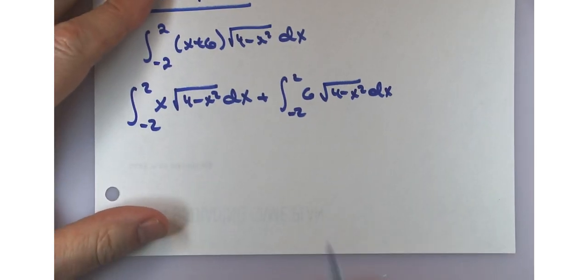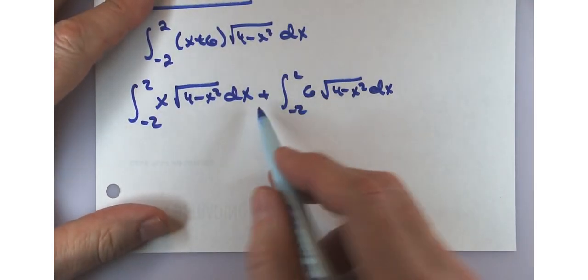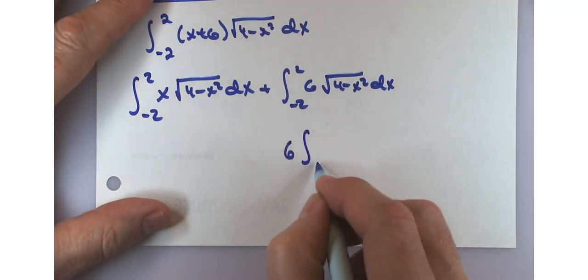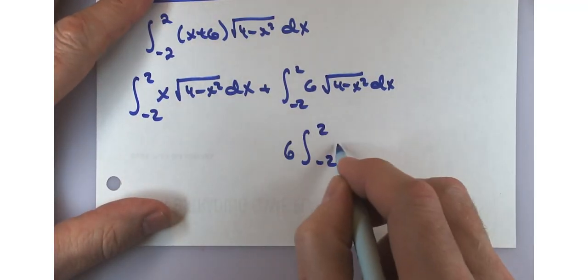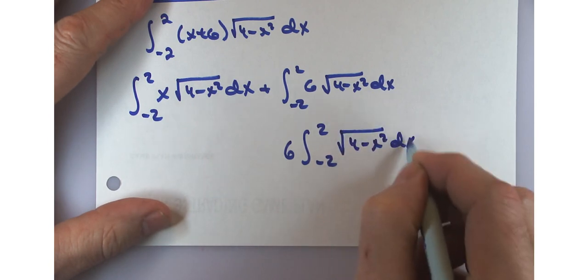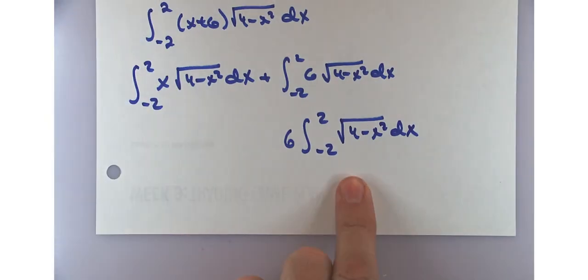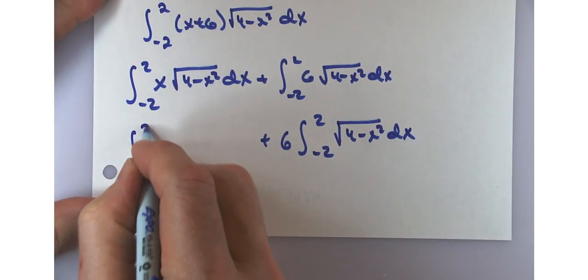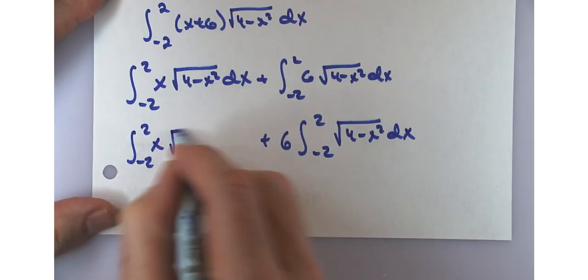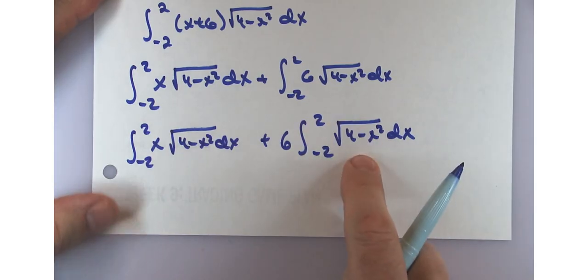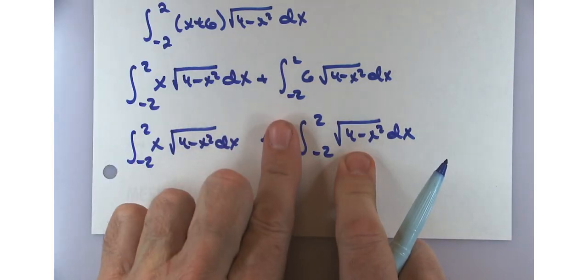Now, in particular, I could factor out the 6 here, and I have 6 times the integral from -2 to 2 of the square root of 4 minus x squared dx. Let's not forget what that means in terms of its geometry. What does that actually represent? Don't worry about the 6. What are we finding here?